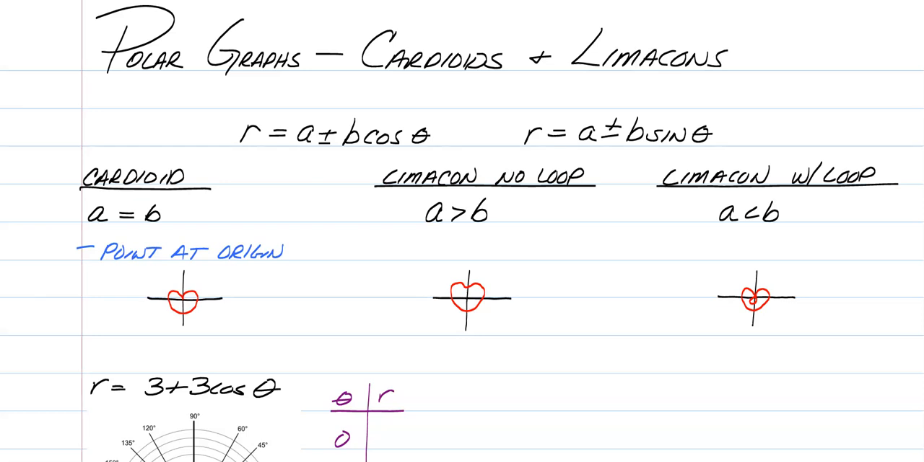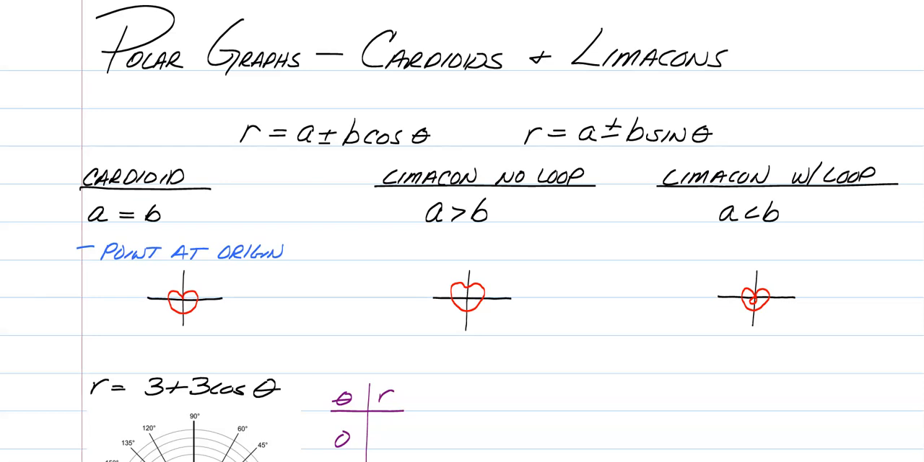Hey everybody, this is Longo, and in this video we are going to cover some more polar graphs, this time cardioids and limacons, or limaçons, depending on who you're talking to. They come in the form of a plus or minus b cosine theta or sine theta.